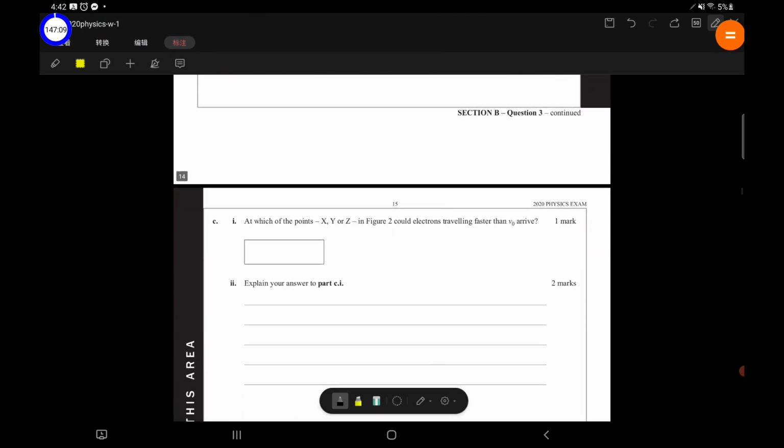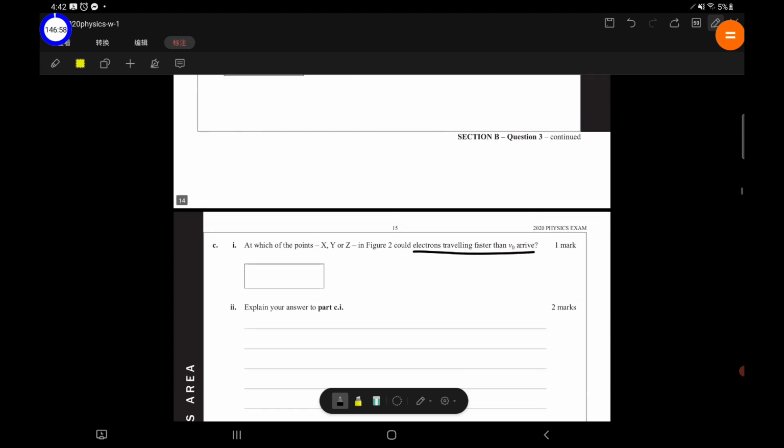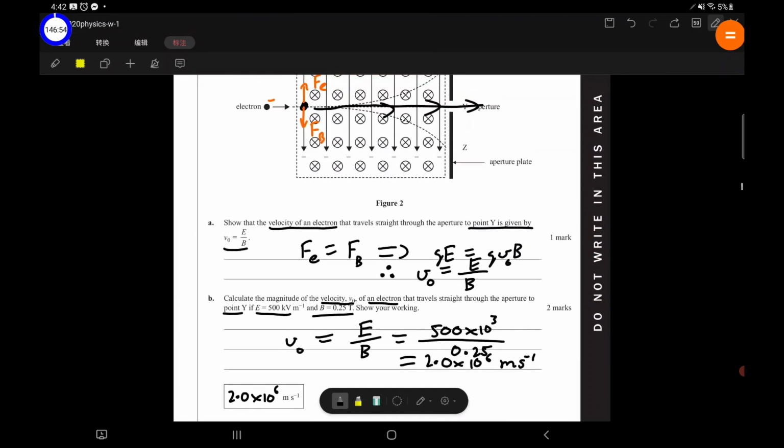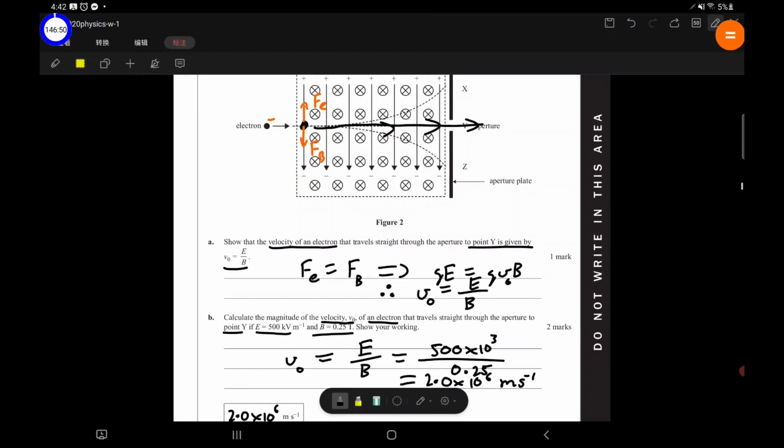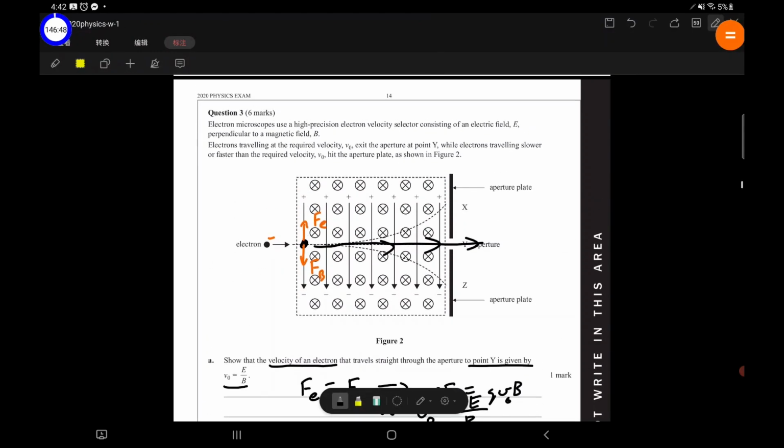All right, at which points of X, Y, or Z could the electrons traveling faster than v naught arrive? Remember that v naught was the speed at which the electron is undeflected. So if the electron's speed is increased more than that, would it travel upwards or would it travel downwards? All right, so let's have a think about this.